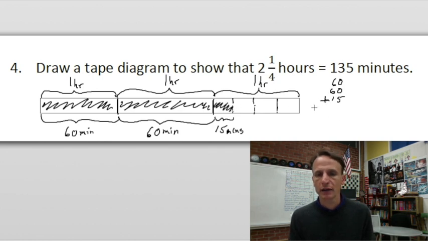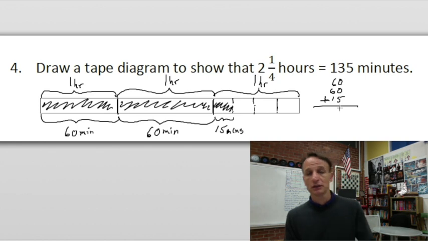When we add up the 60, 60, and 15, 0, 0, 5 are 5, 6, 6, and 1. 6 and 6 are 12, and 1 more is 13. So look at that. It is 135 minutes. Very nice. Now, number 5 is a little longer, so we're going to do it in 2 sections.